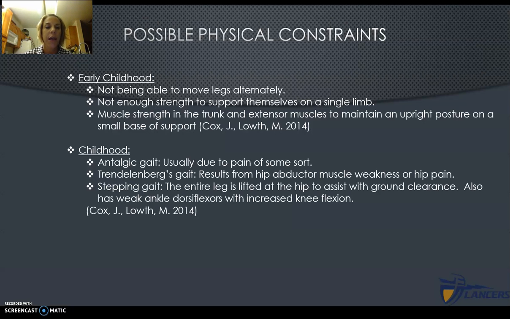Possible physical constraints. In early childhood, not being able to move their legs alternately, not enough strength to support themselves on a single limb, muscle strength in the trunk and extensor muscles to maintain an upright posture on a small base of support. During childhood, an antalgic gait. This is usually due to pain of some sort. The Trendelenburg's gait results from hip abductor muscle weakness or hip pain, and then a stepping gait. The entire leg is lifted at the hip to assist with the ground clearance. Also has weak ankle dorsiflexors with increased knee flexion.